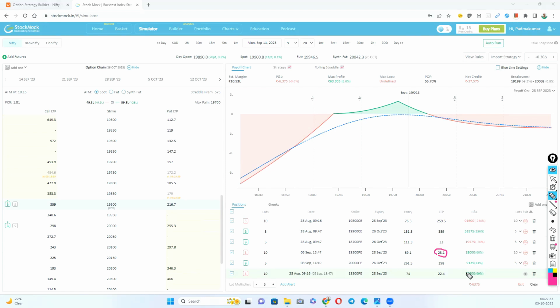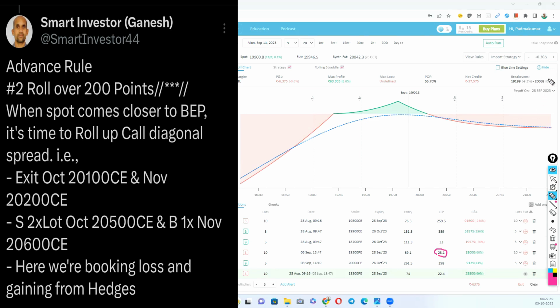The other point, the first point, is add edge. The second point is, if spot comes to upper break even, what are we supposed to do? We have to roll up the call side, the entire call spread. We need to roll up another 200 points. Remember this point.